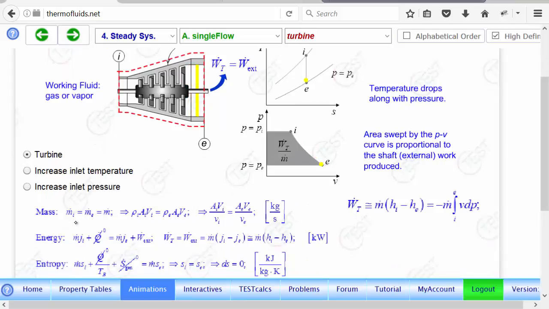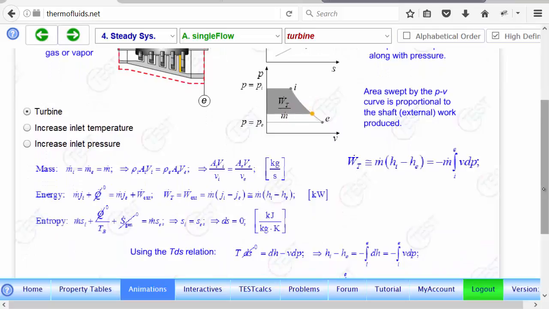So let's look at the mass equation. Our concentration will be figuring out the mass, energy, and entropy equation for each of these devices. So mass is, as we said, what goes in is what comes out. Clear cut, goes in, comes out.